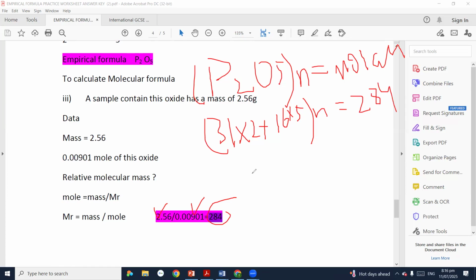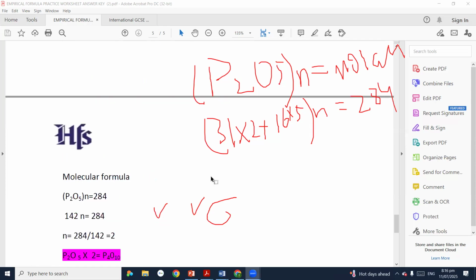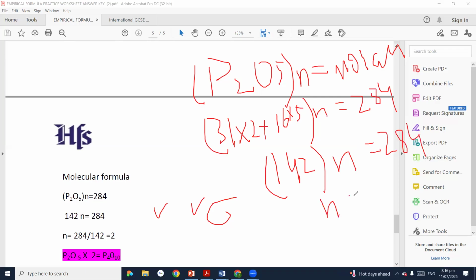Okay. So let's see, calculate 31 multiplied by 2.1, this is 142. It is 142 N. Okay, that is equal to 284. And if I want to calculate N, so 284 divided by 142. So I will get 2. So the value of N is 2.